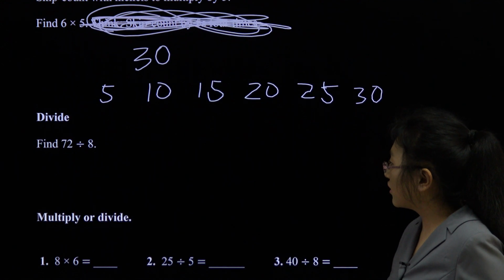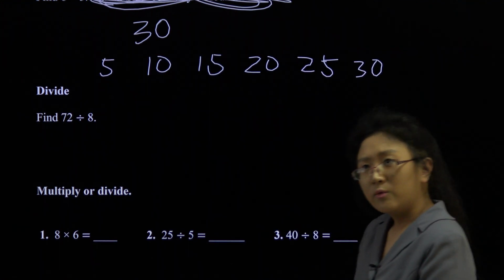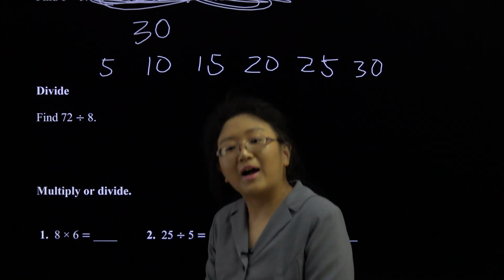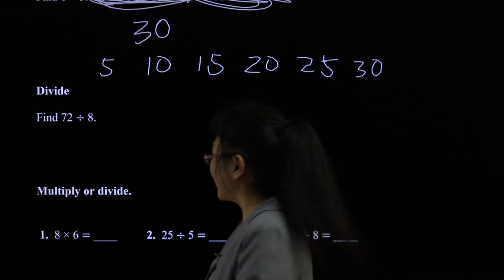Find 72 divided by 8. Remember that good old multiplication table? 8 times 9 equals 72.